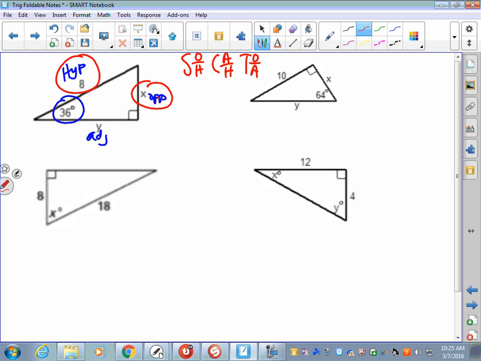So I'll just write these down to help you again. This would be sine. I would write the sine of 36, the angle, equals, and then I write the ratio of opposite over hypotenuse. That would be x over 8. You have to show this first to receive credit on your test and quiz.